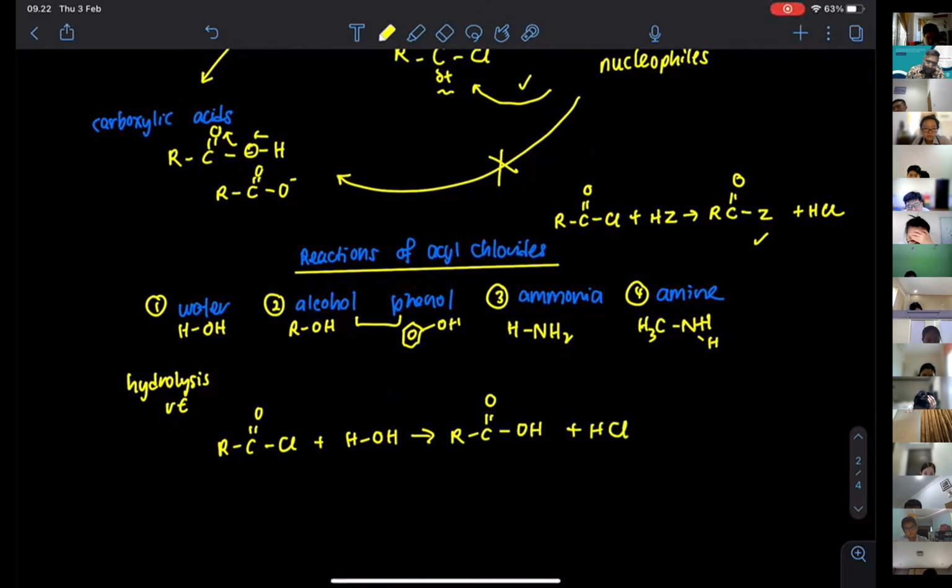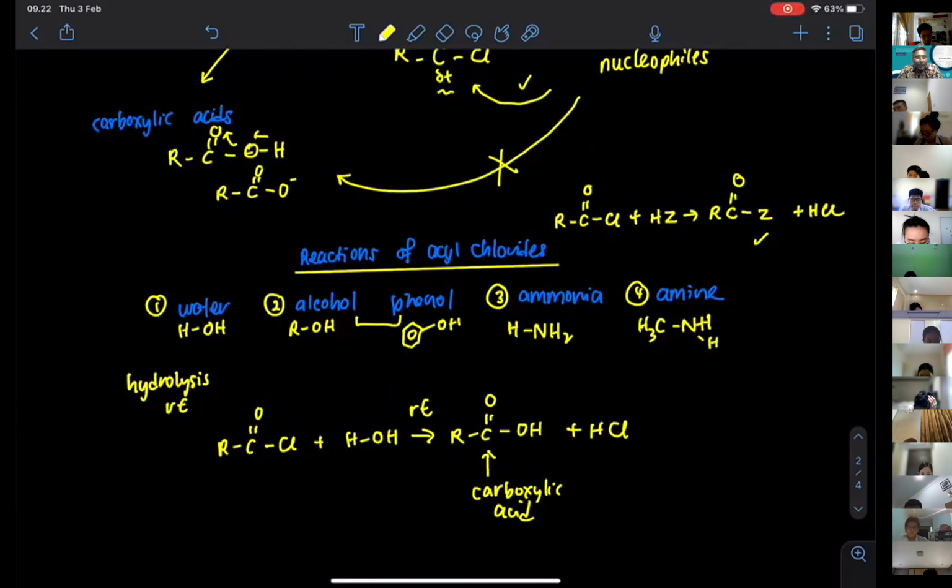You are changing it into carboxylic acid. So this is going to be the hydrolysis reaction, and it happens at room temperature. Okay, room temperature, no need to heat up.